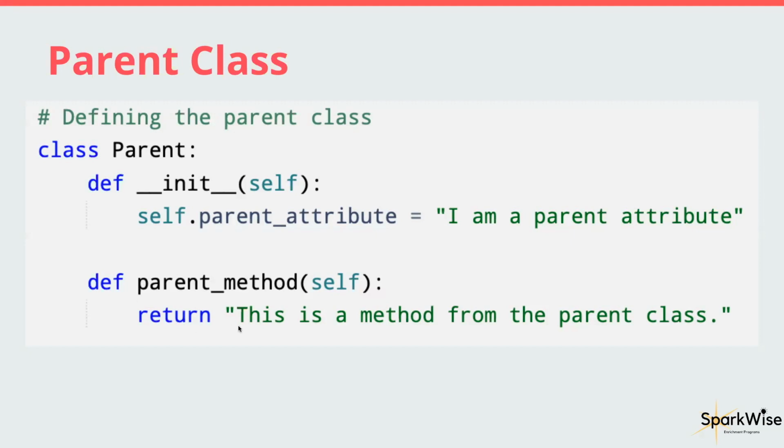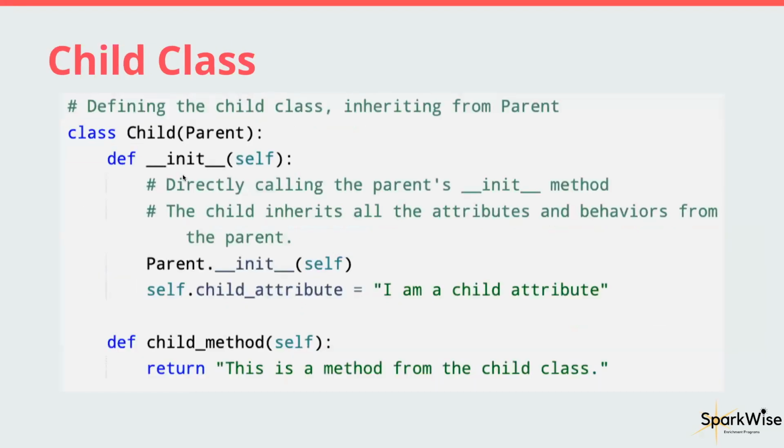Beautiful. Okay, so again, we just have this one variable parent attribute, which is just a string, and we have one method, which just prints "This is a method from the parent class." And then we have this child class.